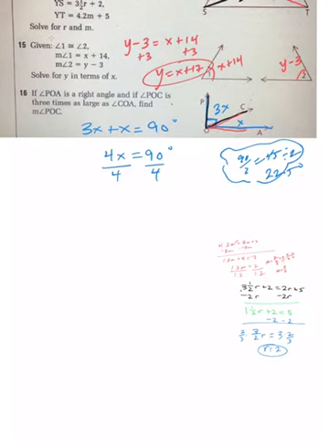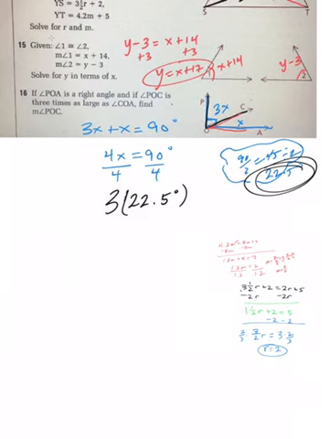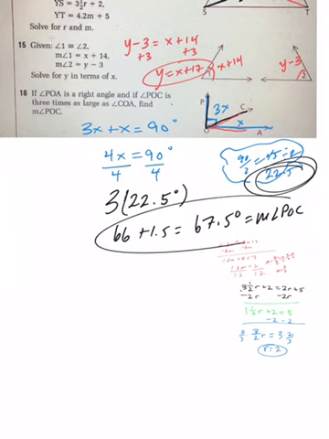The problem with answering this as 22.5, which will be the common mistake on our unit assessment, is that they're asking me for POC, and POC is 3 times x. So 3 times 22.5 degrees. I know that 3 times 22 is 66, and I know 3 times 5/10 is 1.5, so that gives me 67.5 degrees as the measure of angle POC. Very good.